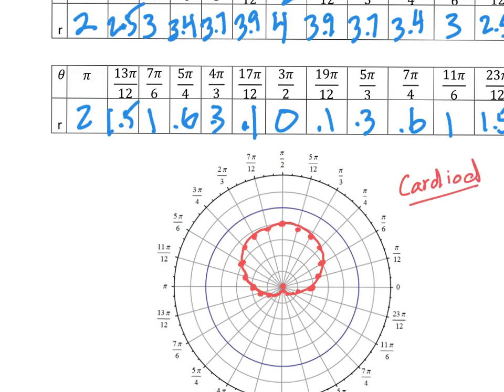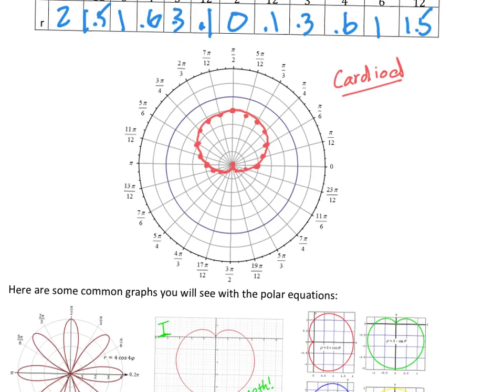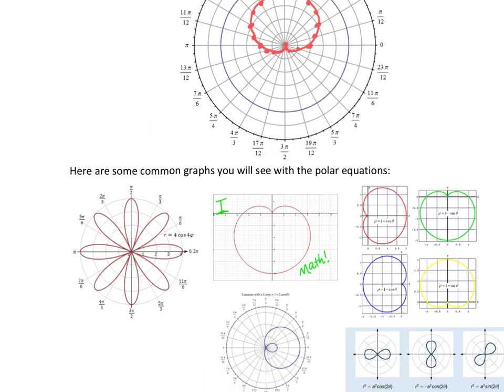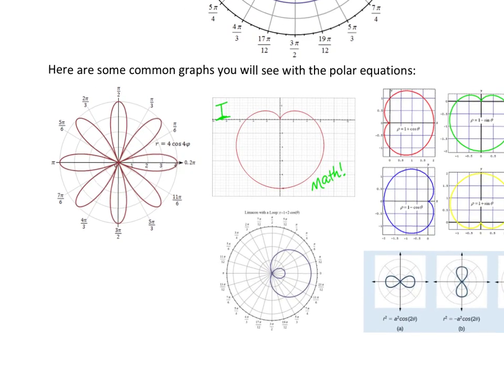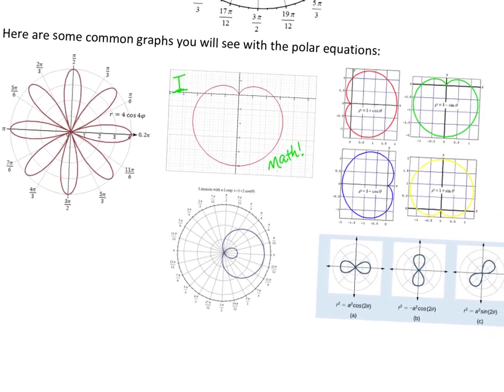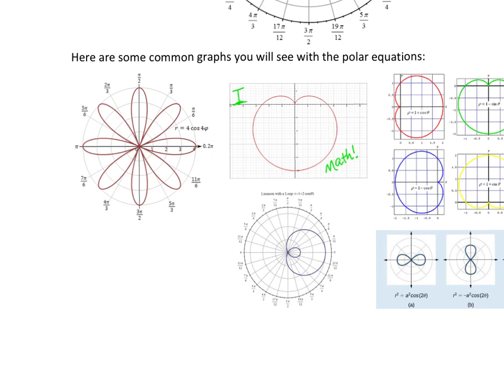Now, if you look at the bottom of this note sheet, here's some common graphs that you can make with polar equations. So they're pretty cool. So you can make cardioids. You can see that right in the center. They call these roses, even though they look like daisies, and I'll bet you remember that we did these last year.